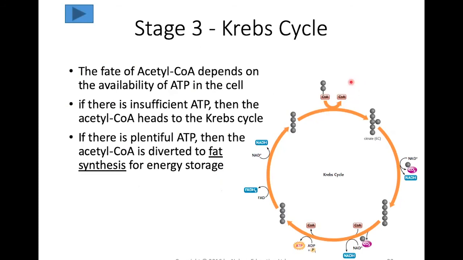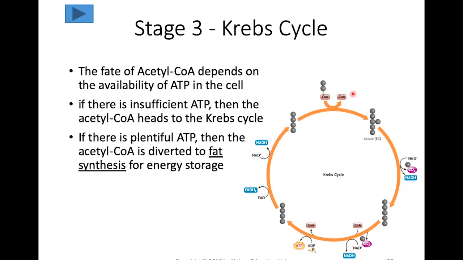Now ultimately, the fate of acetyl-CoA is going to depend on the availability of ATP in the cell. If there's not enough, acetyl-CoA is going to head off to the Krebs cycle. But if there's enough ATP, the acetyl-CoA is going to be diverted to fat synthesis for energy storage. So remember how I mentioned before, if we have excess sugar in our diet, once all the glycogen stores have been stored up and maxed out, then any of the excess glucose is going to be converted directly into fat.